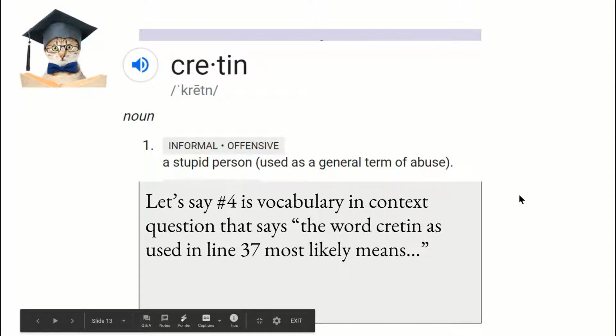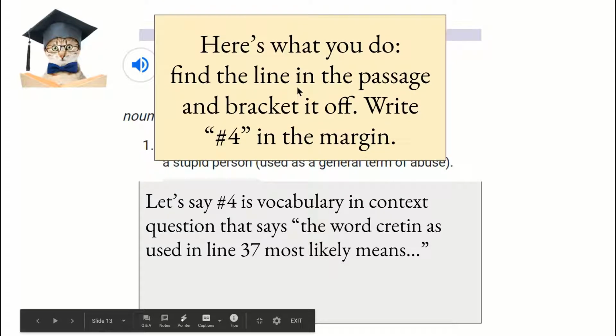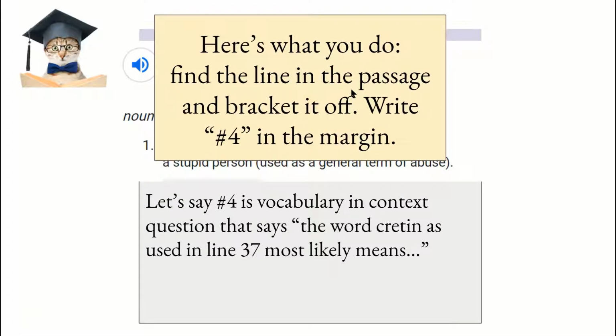It's a little definition of Cretan. Okay. I've heard it cretin before. I don't know. So here's what you do. Find the line in the passage and bracket it off. Write number 4 in the margin.